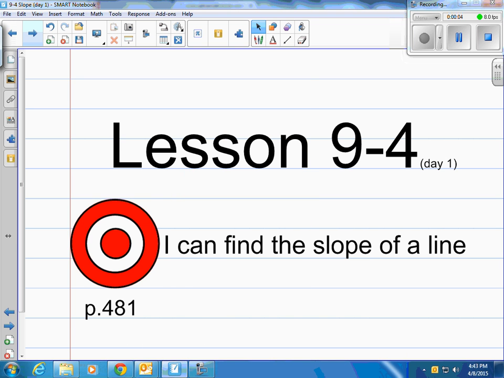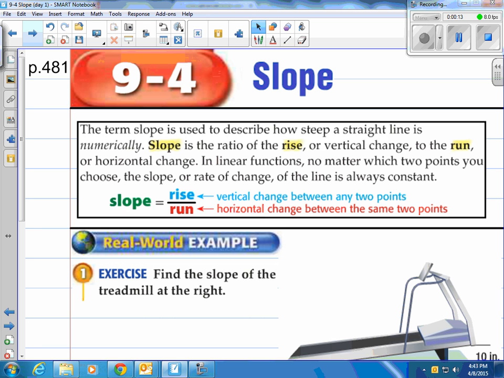This is lesson 9-4 in our books on page 481. Our target today is I can find the slope of a line. This is day 1. We'll be looking at examples 1 and 2 in our book. All right, slope. The term slope is used to describe how steep a straight line is numerically.